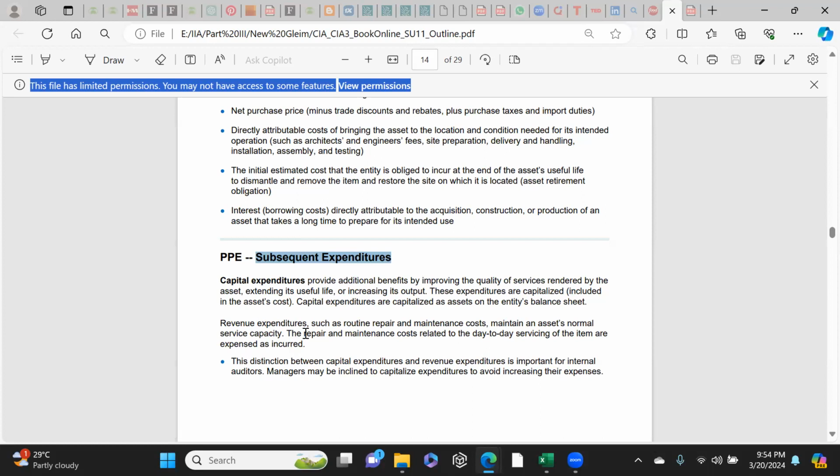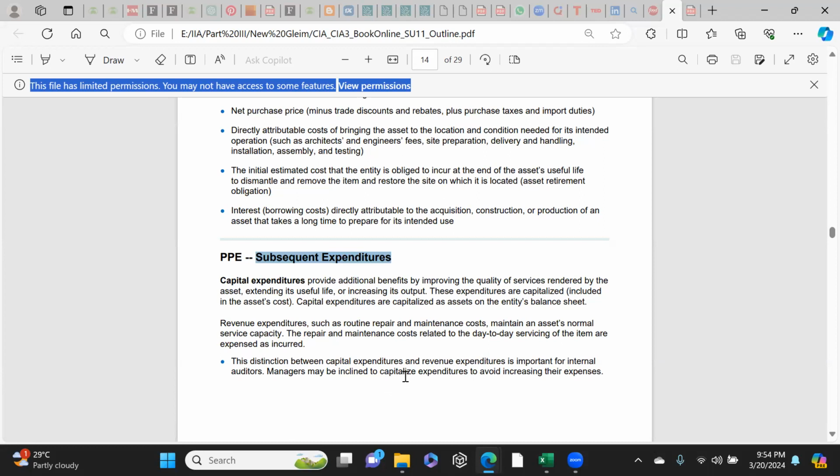But if it is going to improve the efficiencies, reduce the wastages, extend the useful life, then it has to be added. The subsequent expenditure will be added to the property, plant and equipment value. If not, it is just a revenue expenditure.